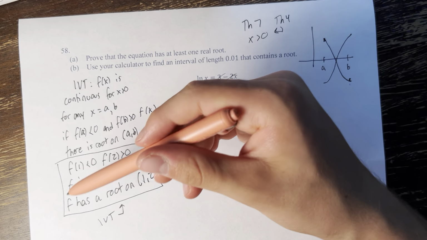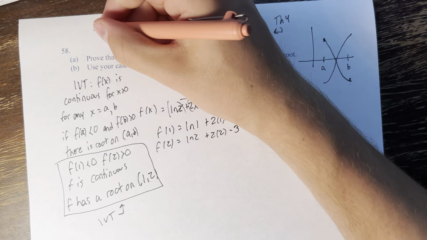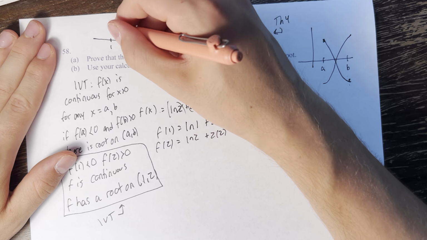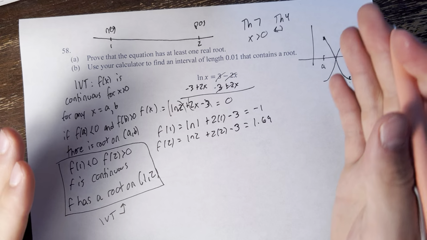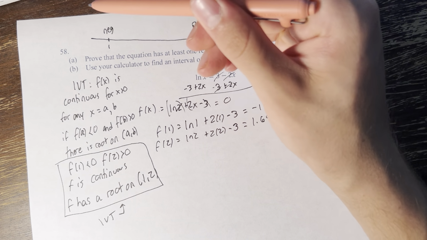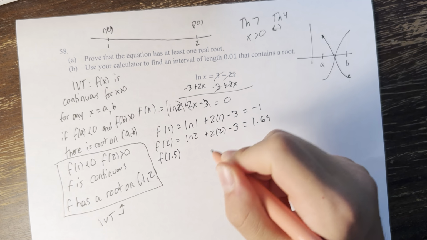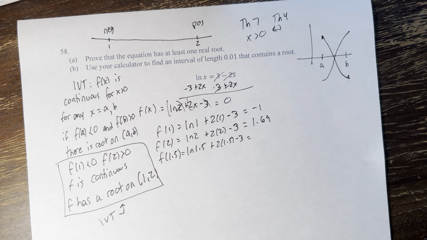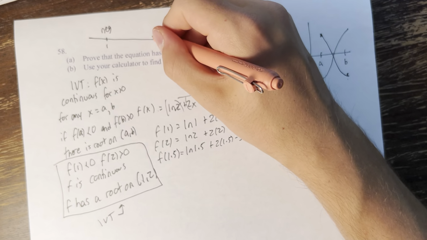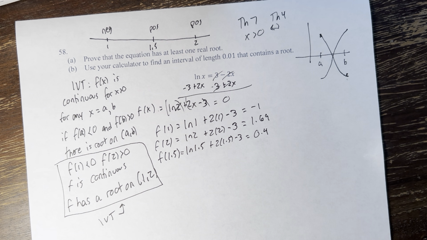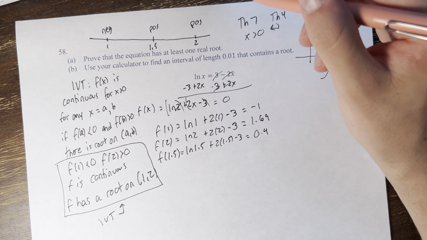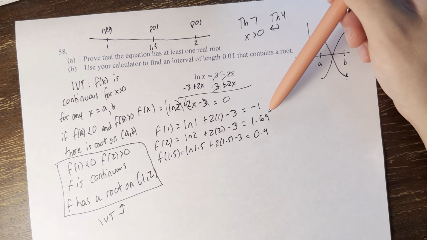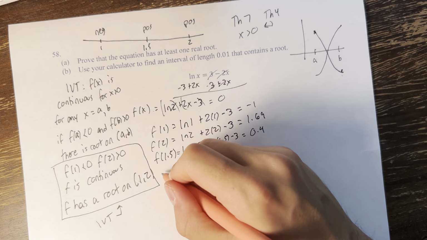In part B, we're asked to reduce this interval from a length of 1 to a length of 0.01. We have this interval from 1 to 2, and we know at 1 the function is negative, and at 2 the function is positive. So we have to reduce this to get a smaller interval that still has negative and positive ends. The easiest thing to do is to cut it in half, 1.5. This is ln of 1.5 plus 2 times 1.5 minus 3, which is going to be 0.4. So 1.5 is also positive, and f of 1.5 is closer to 0 than f of 1 is. So let's try values closer to 1.5.